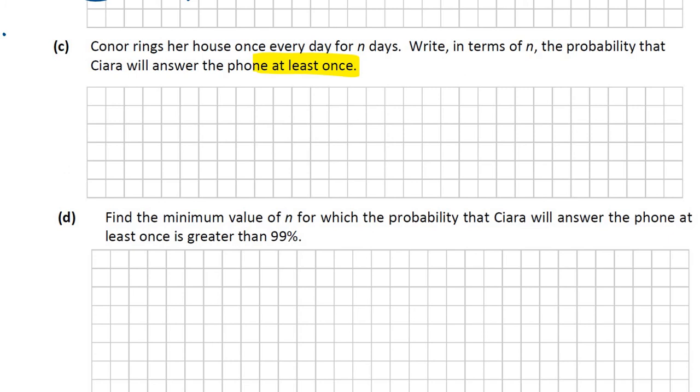The probability of her not answering the phone is 4/5. And if she was to not answer the phone every day for n days, it would be 4/5 by 4/5 by 4/5 all the way up to n times. So that's going to be 4/5 to the power of n. We know that is the probability that she will never answer the phone. The probability that she answers it at least once is going to be 1 minus the probability that she never answers the phone.